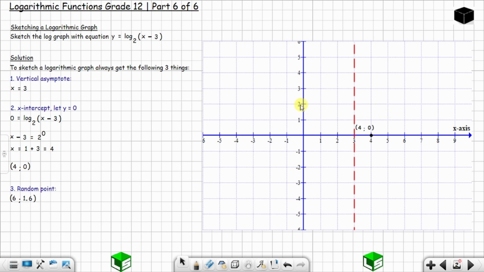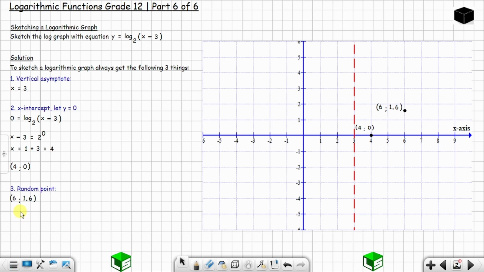1.6 is somewhere there between 1 and 2. Okay, somewhere there. And the coordinates are 6 and 1.6. Maybe let's say you don't want to have a decimal y value. So you can try other x values to see if you get a y value which is not a decimal. Let's try with 7.